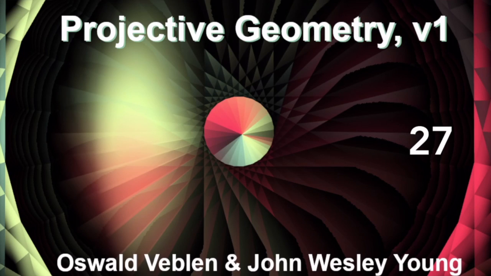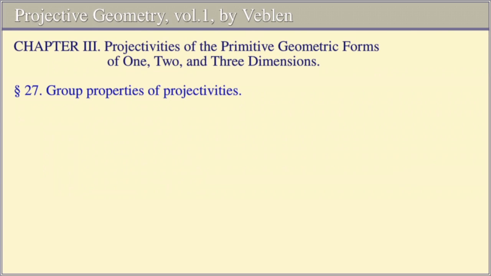Projective Geometry, Volume 1, by Oswald Veblen and John Wesley Young. Chapter 3, Projectivities of the Primitive Geometric Forms of 1, 2, and 3 Dimensions. Section 27, Group Properties of Projectivities.